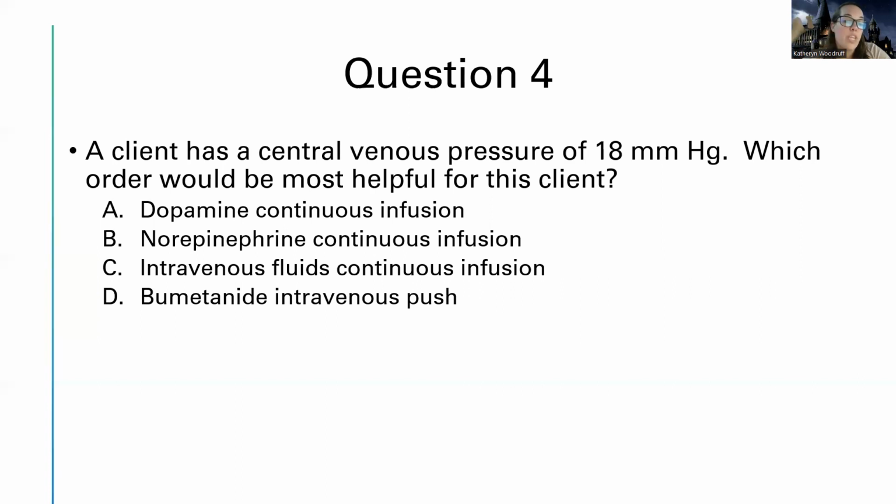And so then the last choice, which has to be the right answer, is the bumetanide, which is Bumex, which is a loop diuretic intravenous push. So this is the only answer that actually would make sense. It is a diuretic. So if my CVP is low, I need fluids. If my CVP is high, I need diuretics, get that extra fluid off, help to pull some of that fluid. So the most helpful thing for this client is going to be the bumetanide. And so again, when you see anything that has most helpful, you always want to think about what's going to be most direct, most useful, or going to get to the bottom of the problem for this patient.